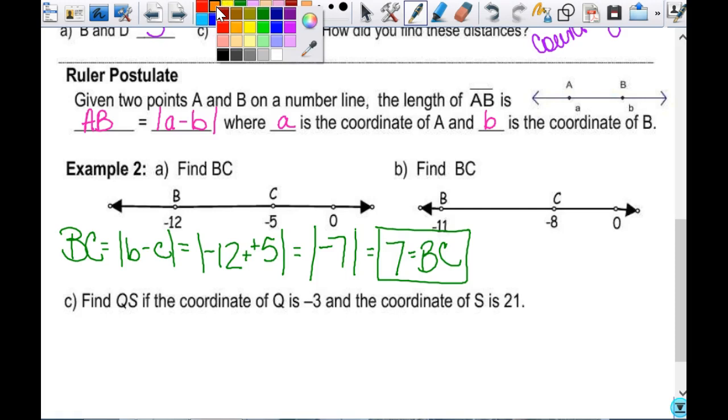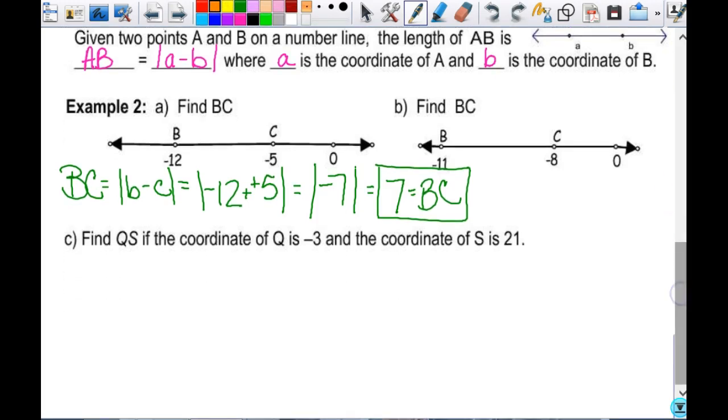So let's go ahead and do the next one together just so we can spend more time on the other stuff. We're going to skip B. All right, so C says find the length of QS. So the length of QS is equal to the absolute value of little q minus little s. And it tells me that the coordinate of Q is negative 3 minus the coordinate of S, which is 21.